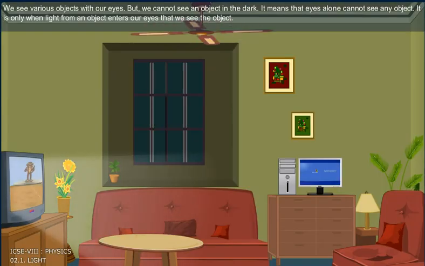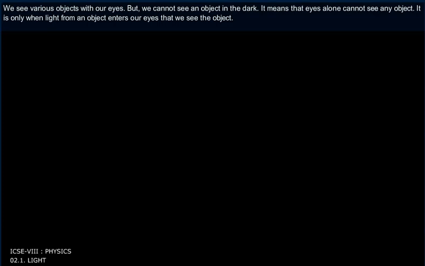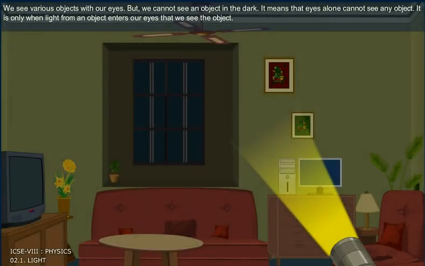We see various objects with our eyes, but we cannot see an object in the dark. It means that eyes alone cannot see any object. It is only when light from an object enters our eyes that we see the object.